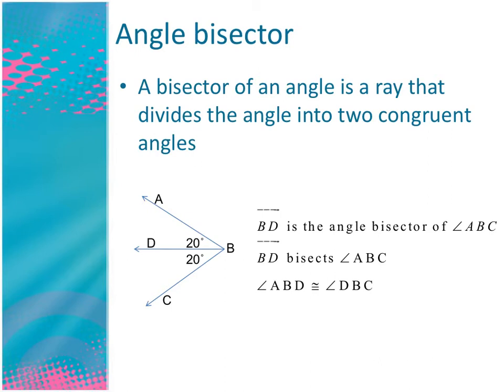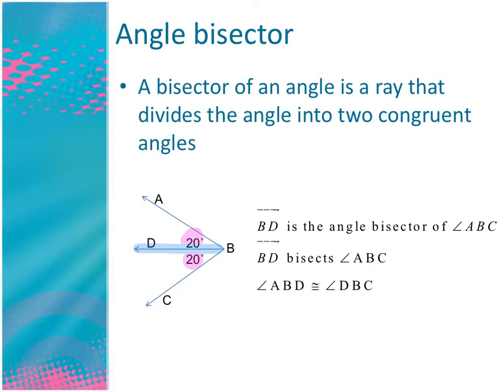Okay, we had segment bisector, right? Now we've got angle bisector. A bisector of an angle is a ray that divides the angle into two congruent angles. You will know it is a bisector if you are given one of these four pieces of information. The first is that these are marked as two angles that are congruent, and they are adjacent, next to each other, which means if this splits that into two congruent parts, then that is an angle bisector, ray BD.